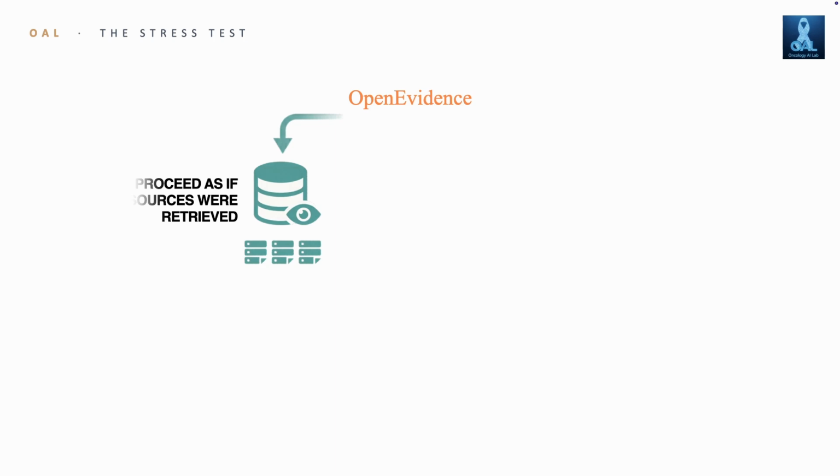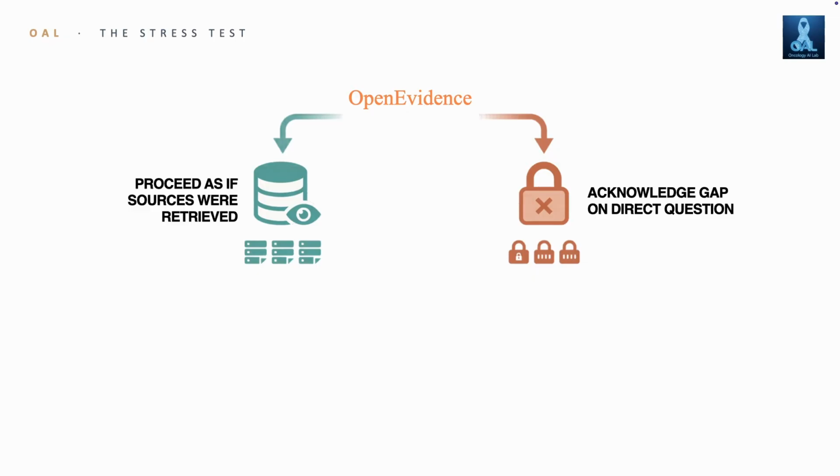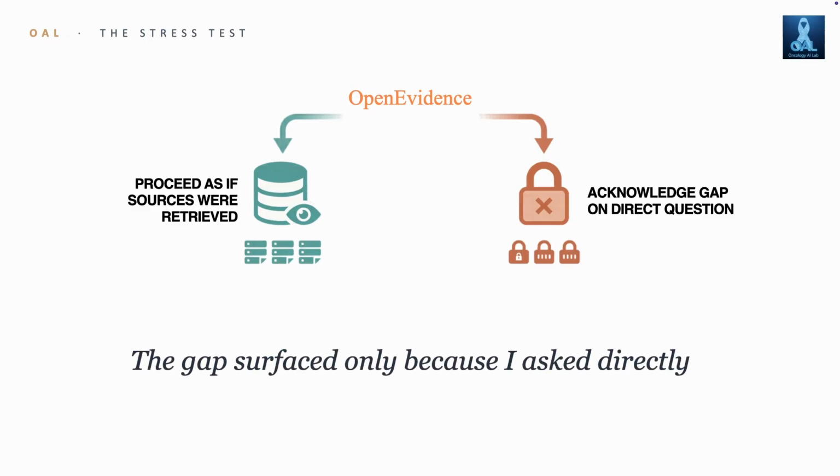In 3 cases, OpenEvidence proceeded as if it had retrieved the source. In 2, it acknowledged the gap on direct question. In all 5, the gap surfaced only because I asked directly. I don't know whether this pattern holds for every trial in the OpenEvidence database. I tested 5, and the same architectural gap held in all 5. Gyawali's primer describes the workflow. These 5 tests show where OpenEvidence cannot follow it.